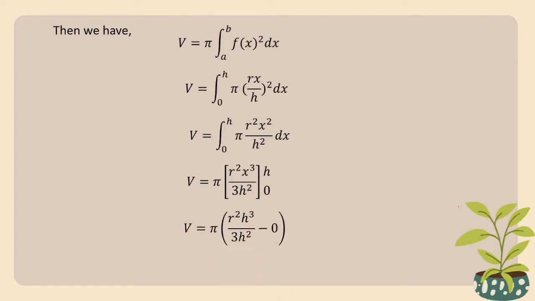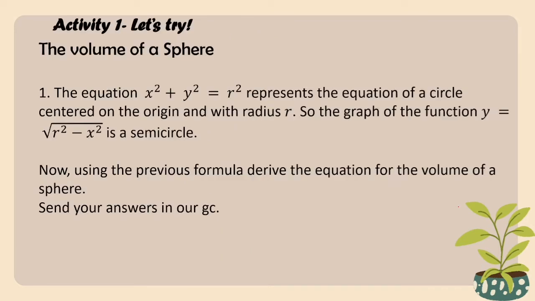Now we have volume equal to pi times r squared times h cubed over 3h squared minus 0, because we evaluate at the limits of integration. Then we have the final answer: volume equal to pi r squared h over 3. So this is the standard result for the volume of a cone. Now, for activity 1, you can just pause the video and try it on your own.